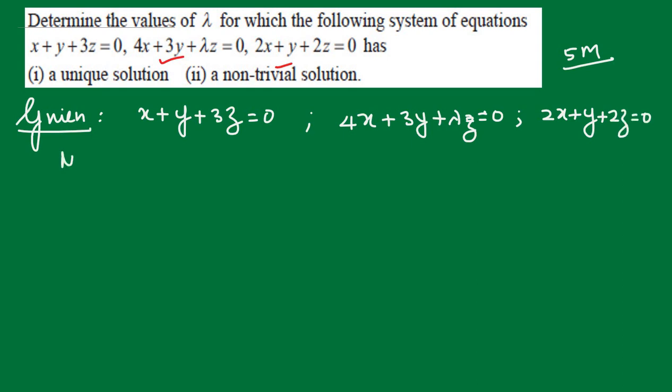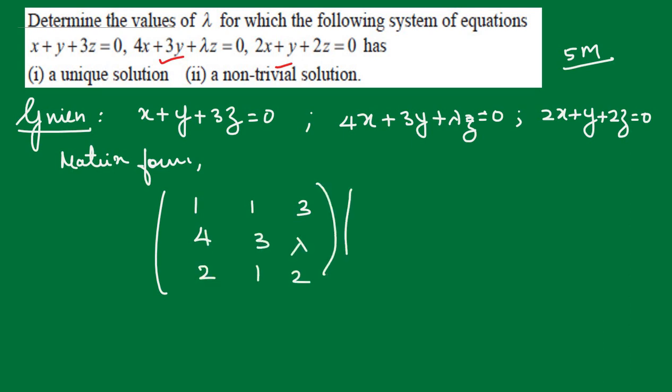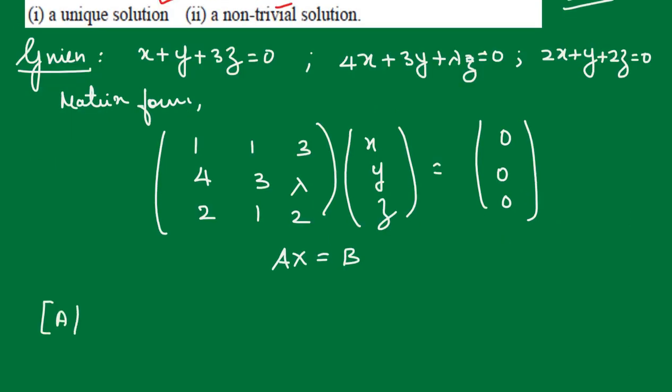Now we write the 3 equations in matrix form, where the first equation coefficients are 1, 1, 3. Second equation 4, 3 and lambda. Third equation coefficients 2, 1 and 2. The variables are x, y and z, which is equal to the constants 0, 0 and 0. This is the augmented matrix [A|B], which is equal to [1, 1, 3, 0; 4, 3, lambda, 0; 2, 1, 2, 0].